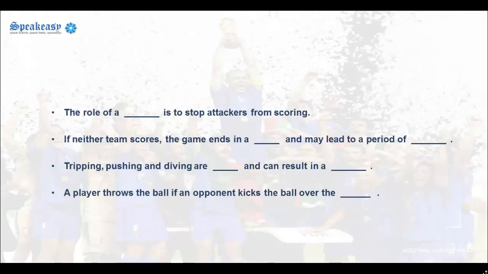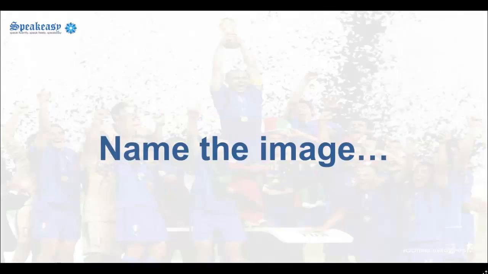The role of a is to stop the attackers from scoring. If neither team scores, the game ends in a and may lead to a period of tripping, pushing and diving are and can result in a player throws the ball if an opponent kicks the ball over the Name the images.